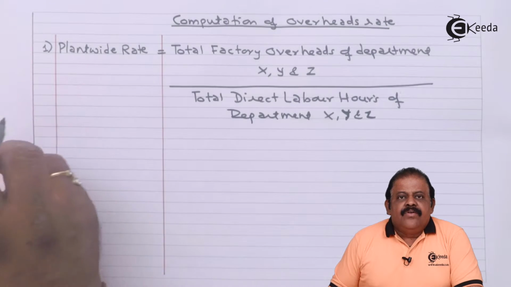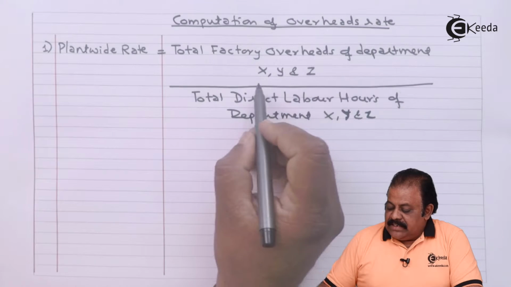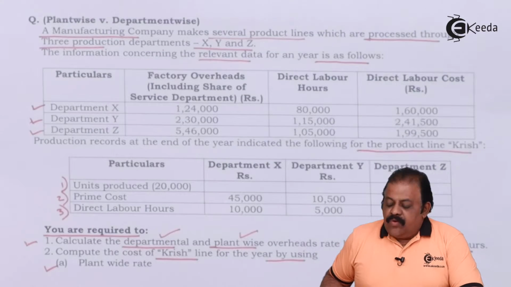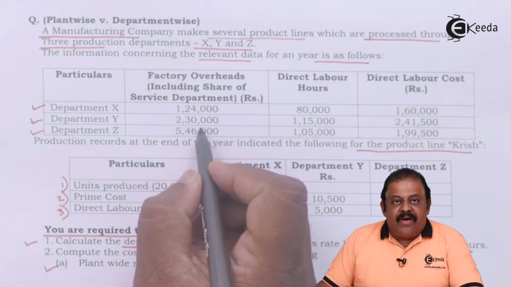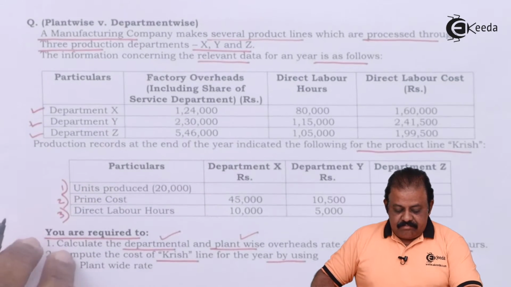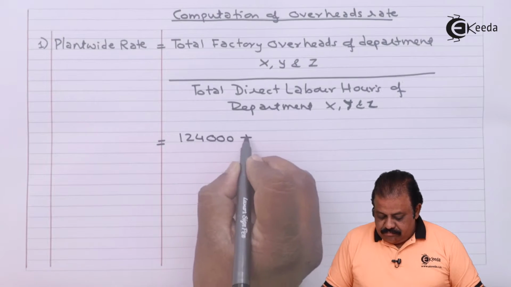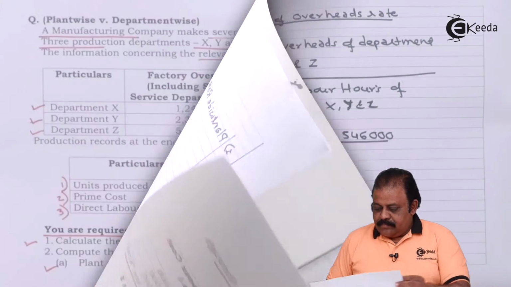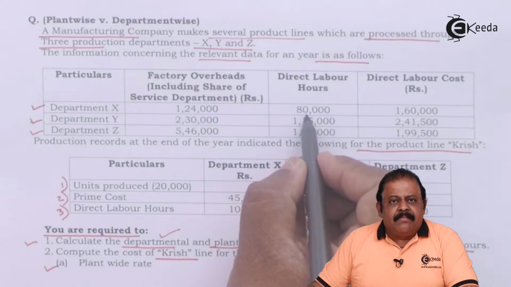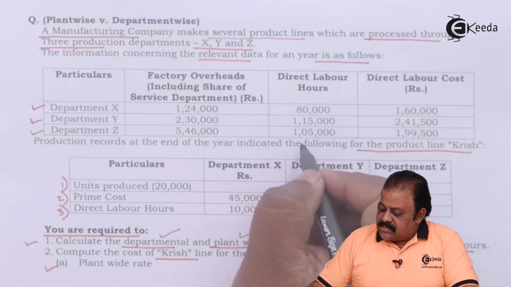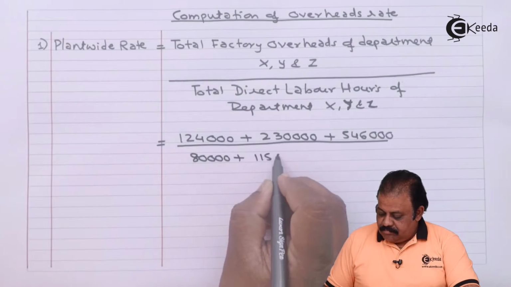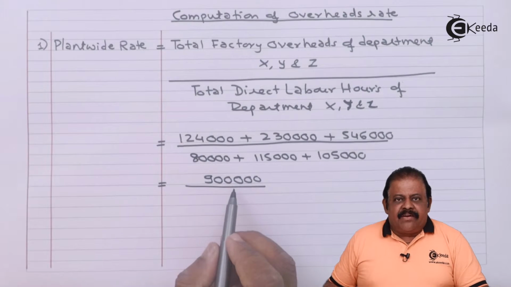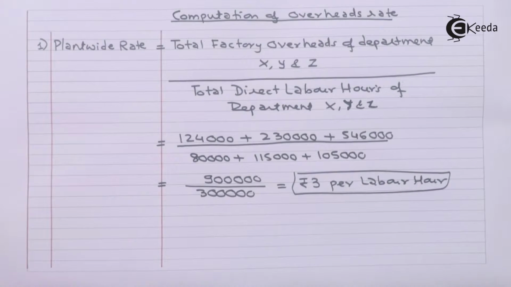For calculation of plant-wide rate, we are required to use the formula: total factory overheads of departments X, Y and Z divided by total direct labor hours of departments X, Y and Z. Factory overheads are 1,24,000 for X, 2,30,000 for Y and 5,46,000 for Z, divided by total direct labor hours 80,000 for department X plus 1,15,000 for department Y plus 1,05,000 for department Z. After adding all these values, we get 9 lakh as numerator. So it is rupees 3 per labor hour.